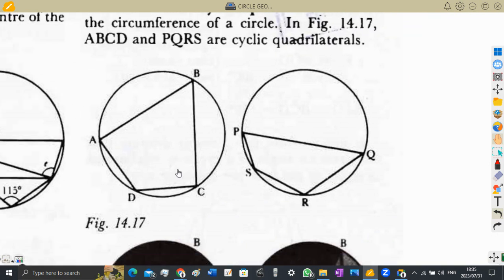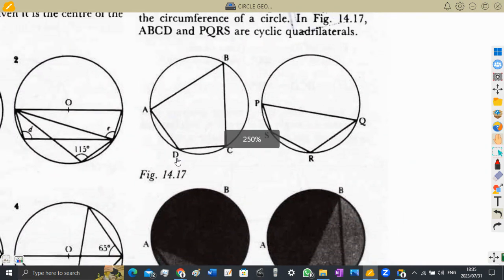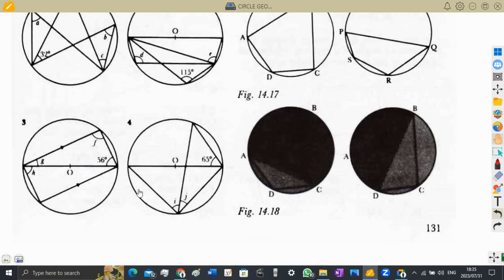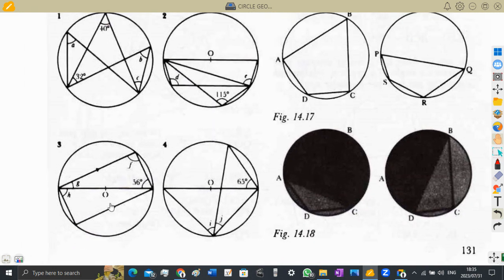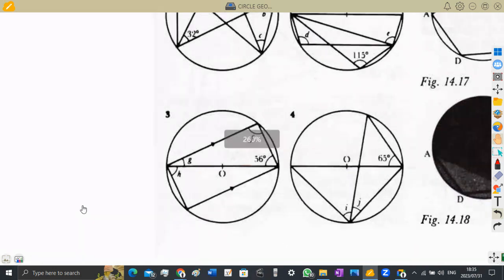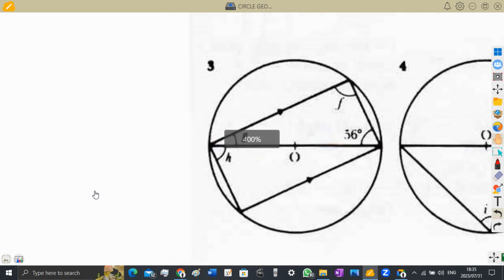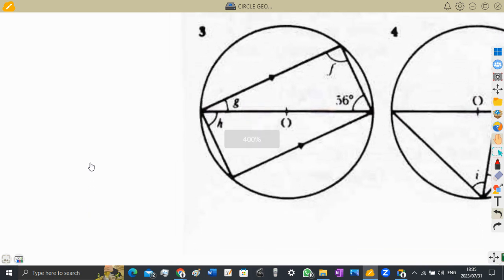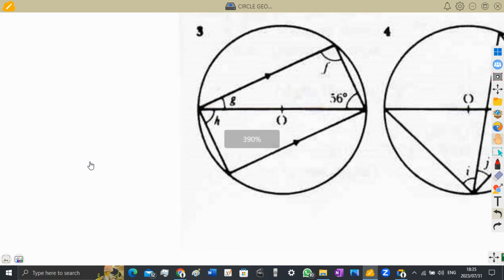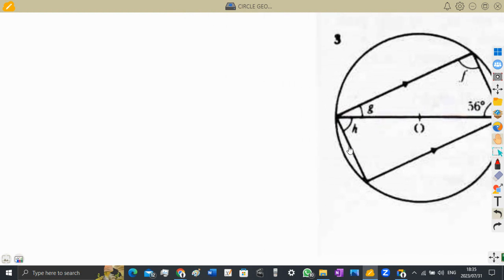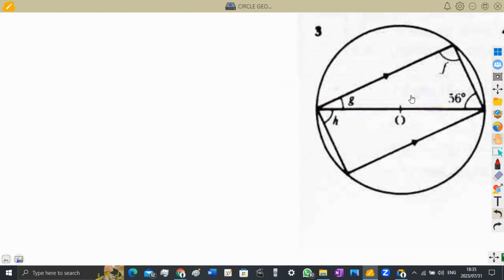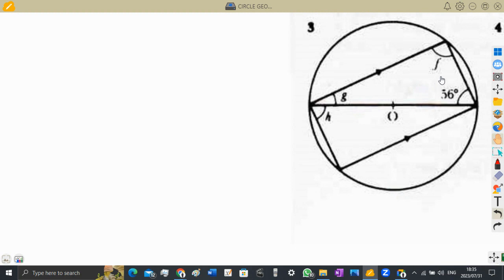Then on the cyclic quadrilaterals, I think they tried to explain much further and so forth. But before that, let us just check number 3 here, because it has some properties of parallel lines which need to be put into consideration. We've got our question 3 here, where we are given a circle, and we've got letters to be found, which are letters F, G, and H.